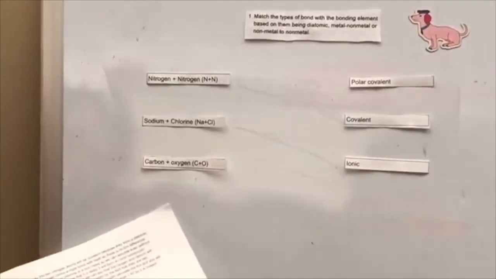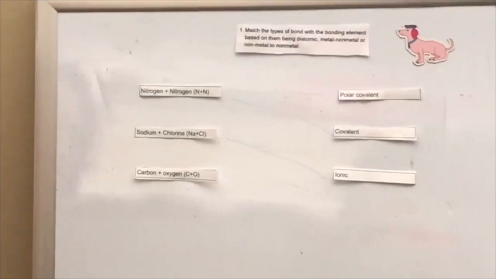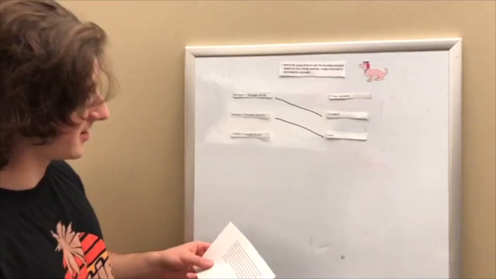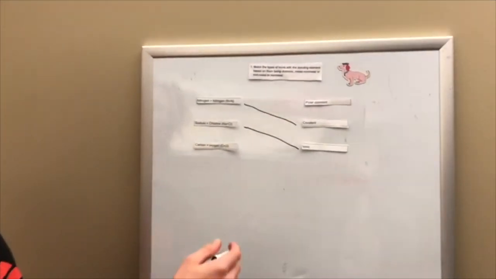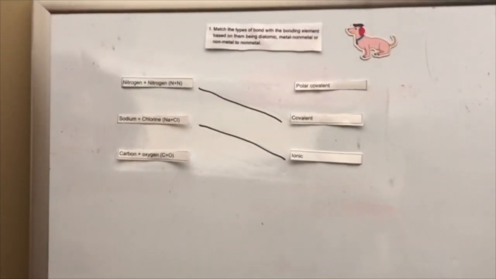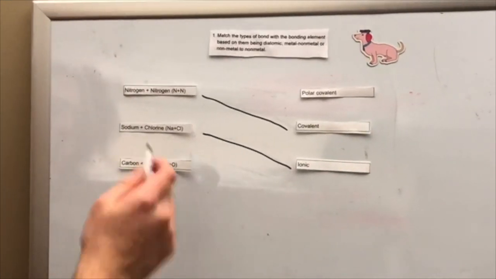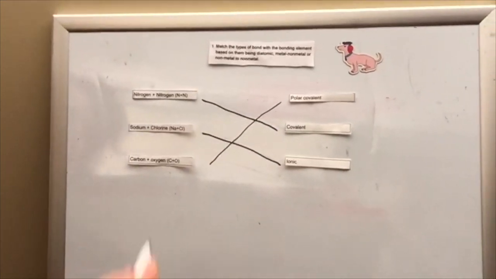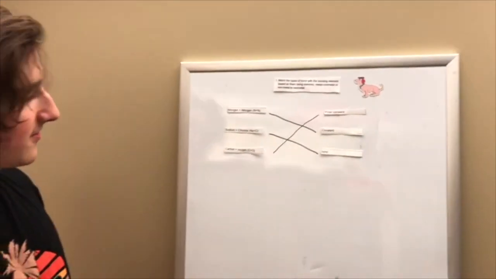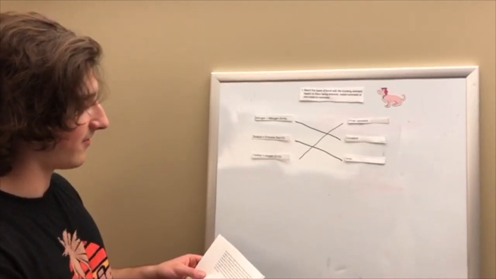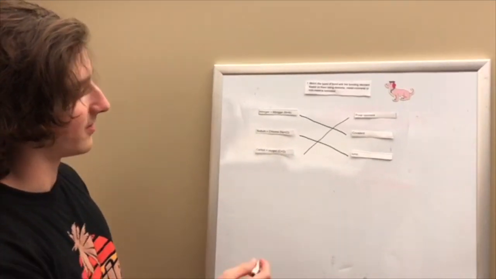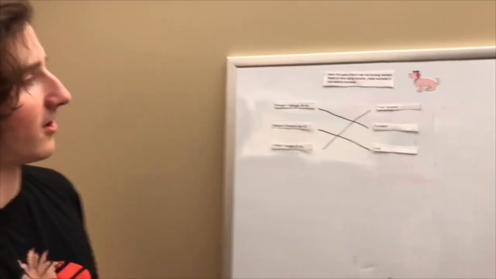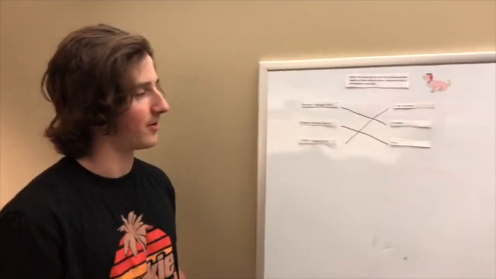And then for the last one, carbon and oxygen, just by process of elimination, we could determine that carbon and oxygen would form the polar covalent bond. This is supported by the fact that they're both nonmetals. So we can make that connection. If you really wanted to check, you could do the calculation for the difference in electronegativity, which you would find is greater than 0.5 but less than 1.67, which confirms that carbon and oxygen do form a polar covalent bond.